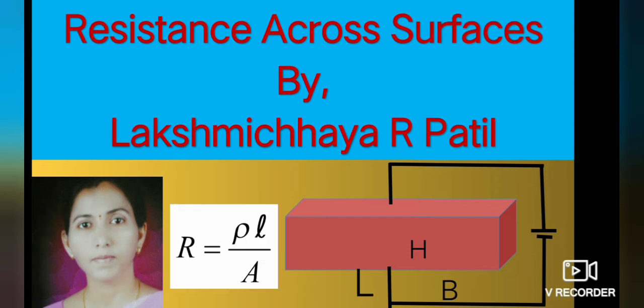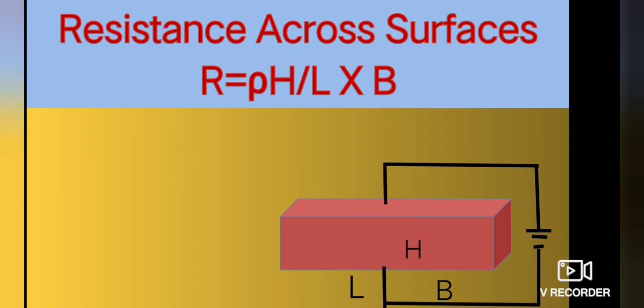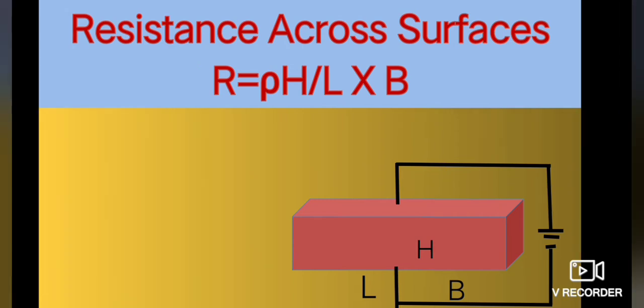R is equal to rho L upon A, where rho is the specific resistance, L is the length, and A is the area of cross section. But challenging questions are constructed by twisting the questions to test your knowledge.